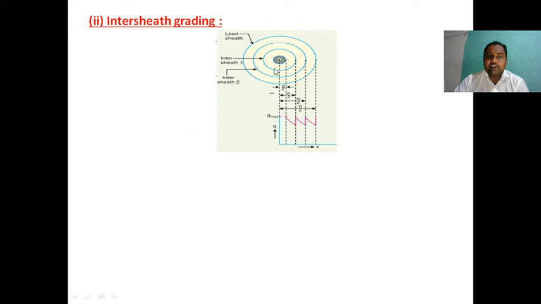The conductor radius is taken as d by 2. The first layer has d1 by 2, the next layer d2 by 2, and the outermost layer capital D by 2. So there are three layers: intersheath 1, intersheath 2, and lead sheath. The voltage distribution among the cable is V1, V2, V3. This is a diagram for intersheath grading.